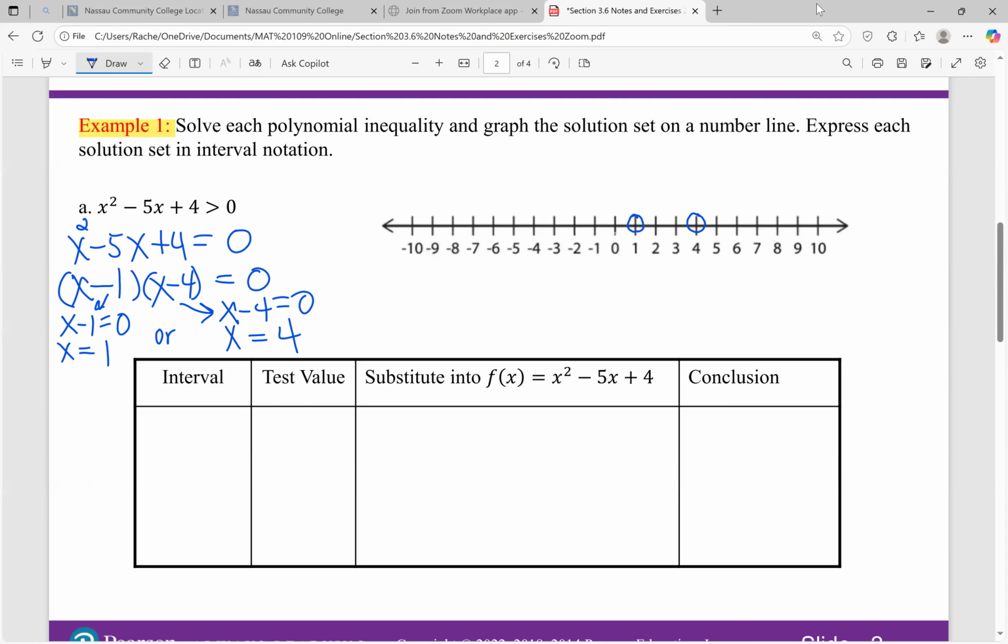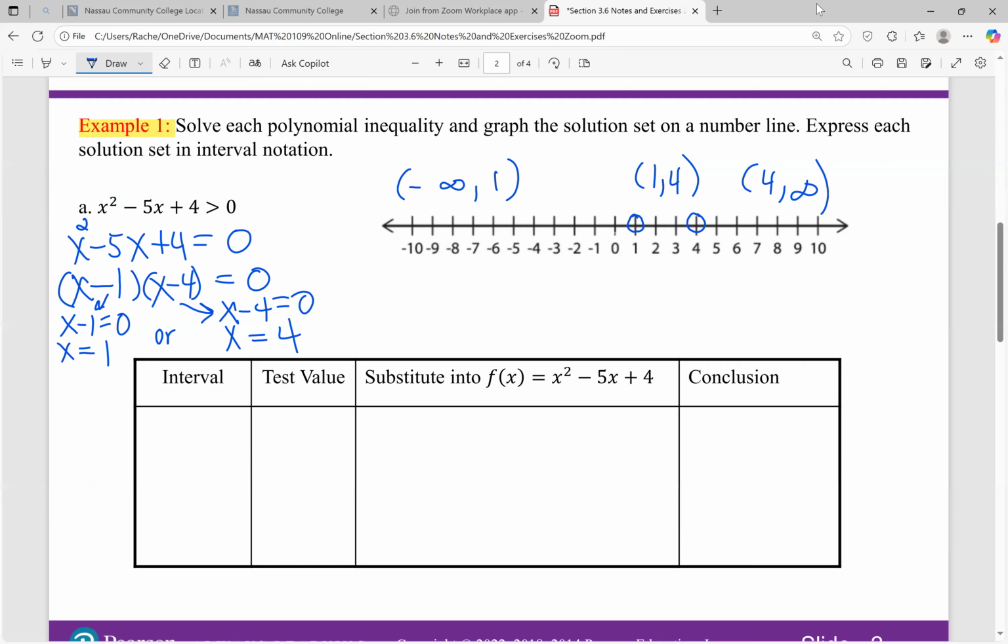So you see how placing the 1 and the 4 on the number line just broke this number line into 3 different sections. So what we're going to do is, on top, what interval represents this leftmost section, right? So it's going to be negative infinity to 1, but not including 1. And then this middle section right here is going to go from 1 to 4, but not including 1 and 4. And then this section to the right of 4 is going to be 4 to infinity.